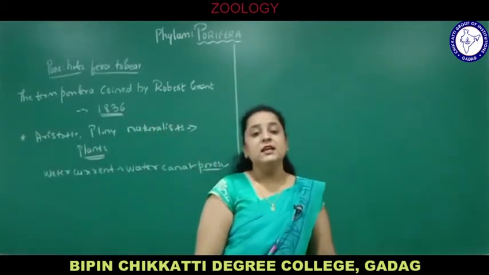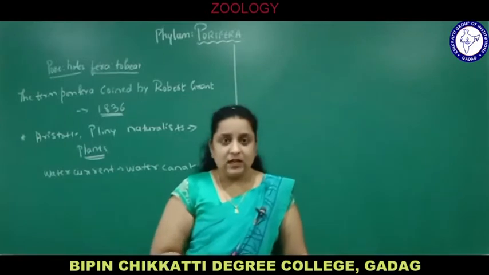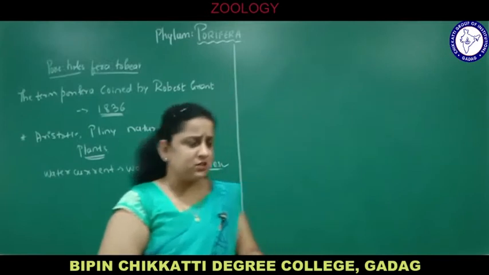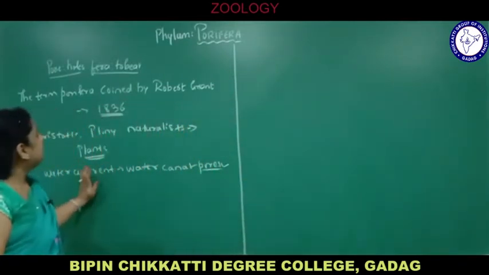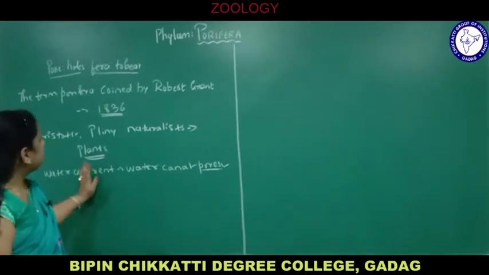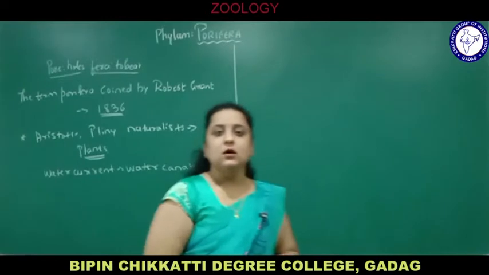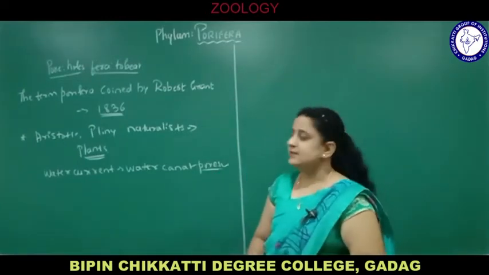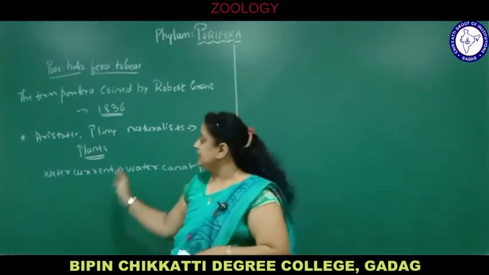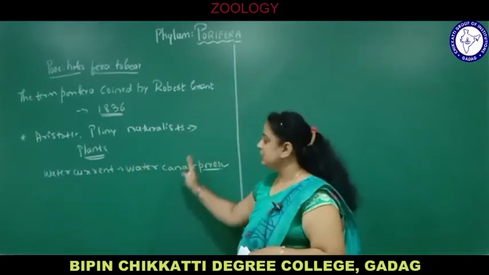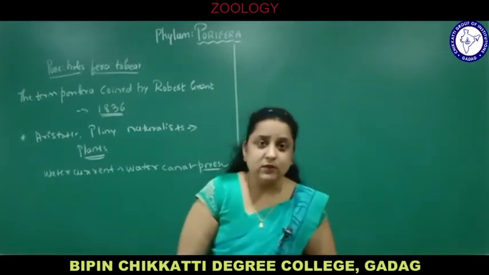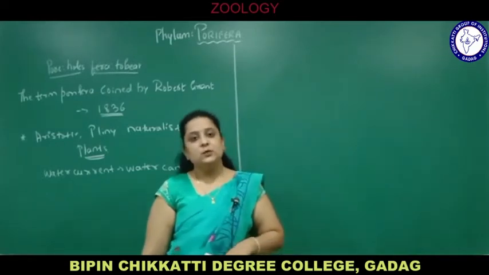These animals are invertebrates and they have a cellular level of organization. There are no such tissues, organs or organ systems. This is the introduction. The poriferans are pore bearing animals belonging to an invertebrate phylum. The term Porifera was coined by Robert Grant in the year 1836. Earlier, naturalists like Aristotle and Pliny kept it under the plant kingdom, but it is not a plant, it is an invertebrate animal. Invertebrates are the animals without notochord or backbone.